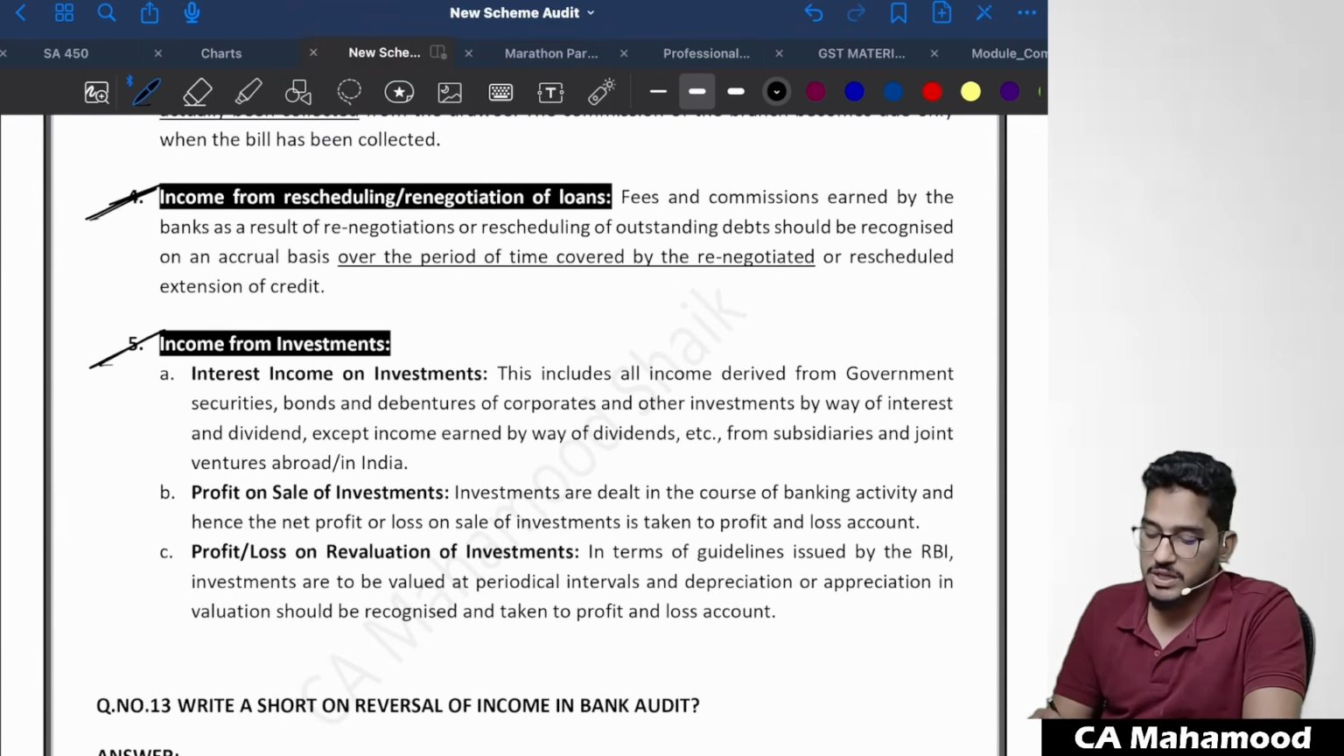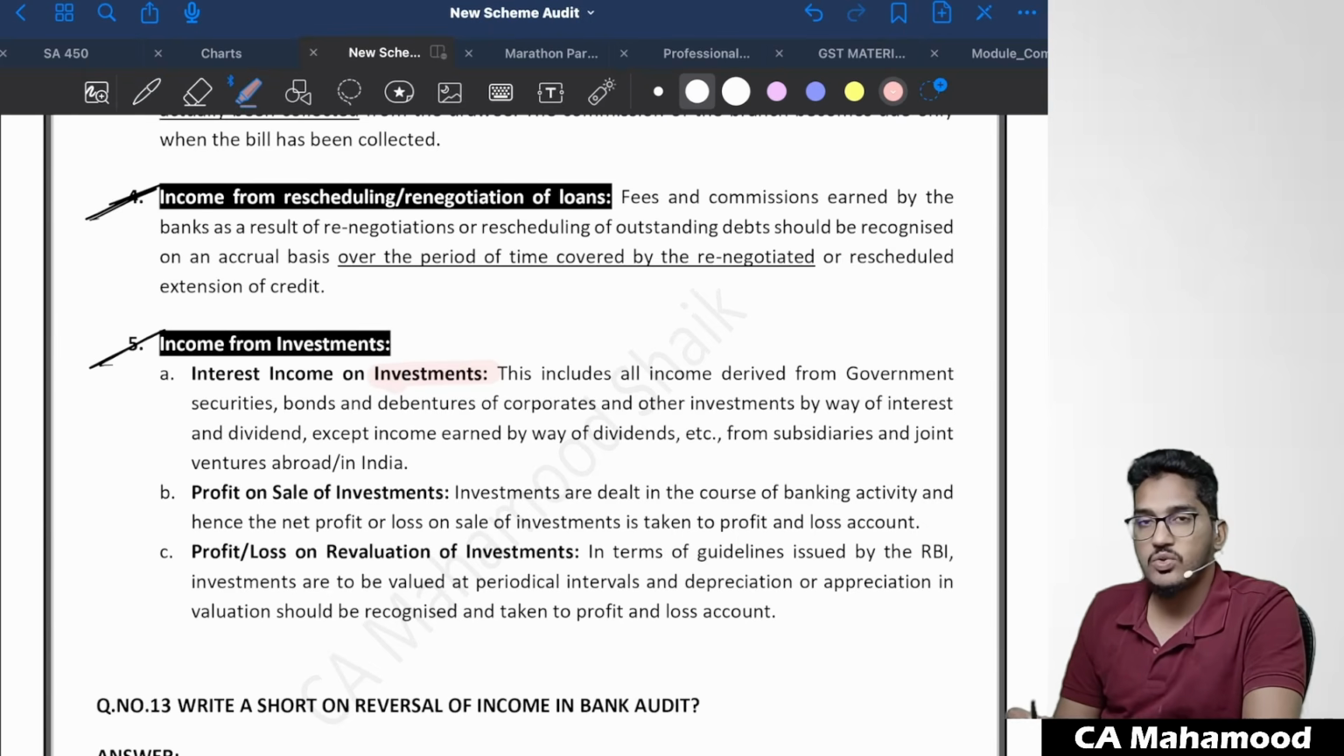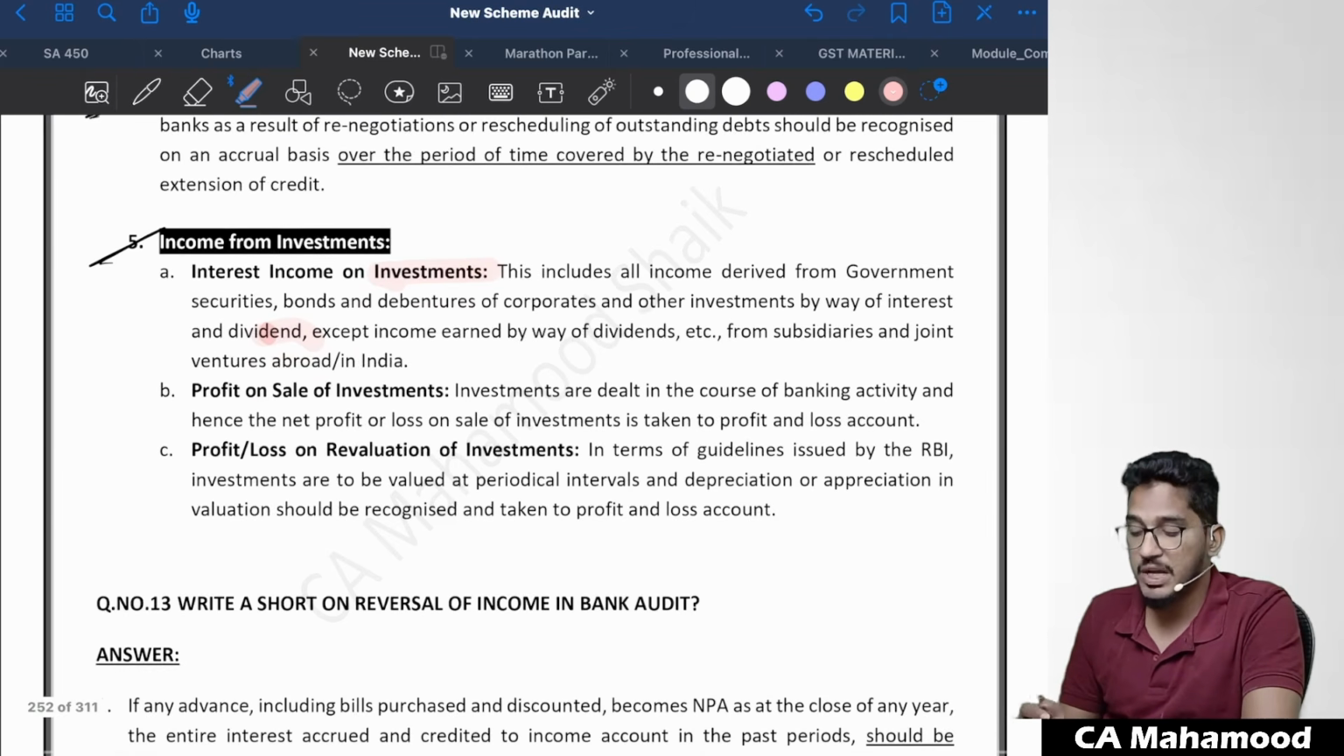And income from investments. If the bank is having any excess funds, they will also go and make investments. So we have to check that all the investments, from government securities, bonds, and investments by way of interest and dividend, everything has been properly recognized or not. That also we need to check. And the bankers will also make the sale of these investments.